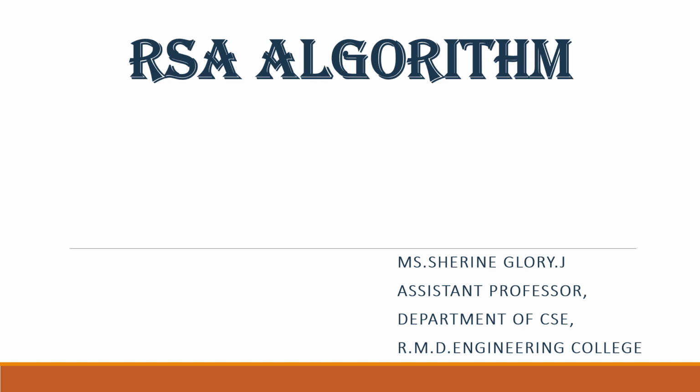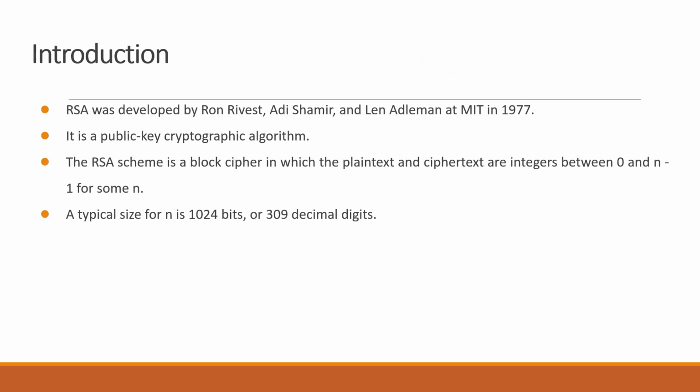Welcome, all. Today we are going to discuss the RSA algorithm. This RSA algorithm is an example of asymmetric key encryption, which was developed by Ron Rivest, Adi Shamir, and Len Adleman at MIT in 1977.